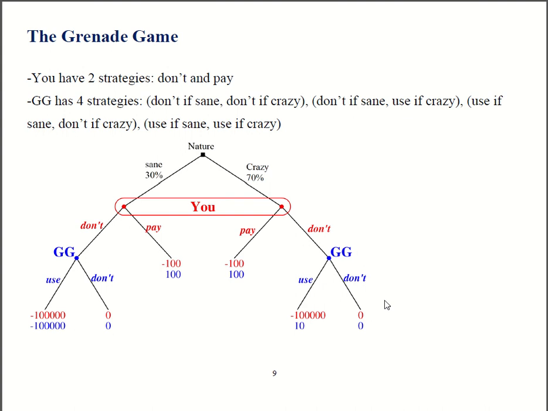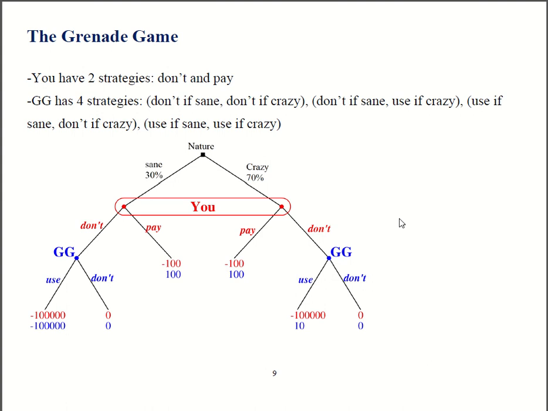So you have two strategies. You can either pay or you can not pay. Now remember here, you don't know which of these two nodes you're at. You don't know if Grenade Guy is sane or crazy. So you can't condition a response on Grenade Guy's sanity. You can't pick something like don't if sane and pay if crazy because you don't know if he's sane or crazy. You just play pay or don't pay, that's it. You have only two strategies.